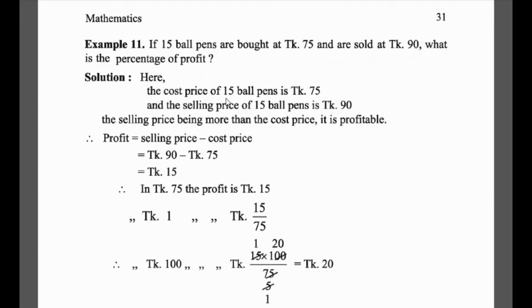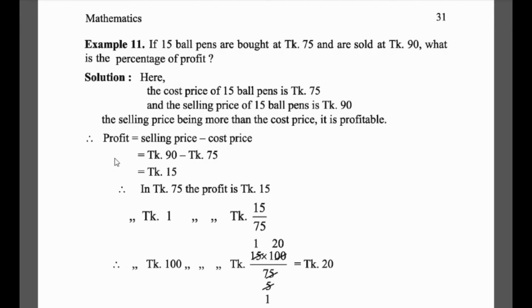Here, the cost price of 15 ball pens is taka 75. You can see it's given in the question: 15 ball pens are bought at taka 75. And the selling price of the 15 ball pens is taka 90, as given in the question. You can see that the cost price is less than the selling price. So we'll write that the selling price being more than the cost price is definitely profitable.